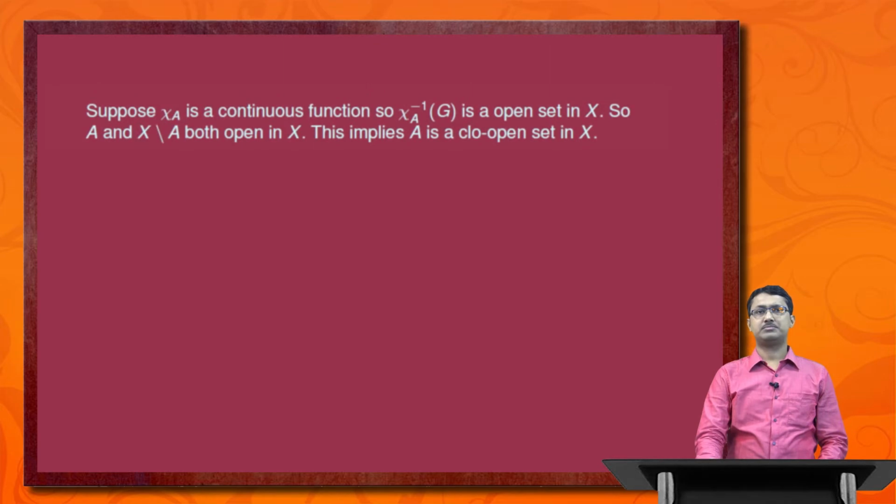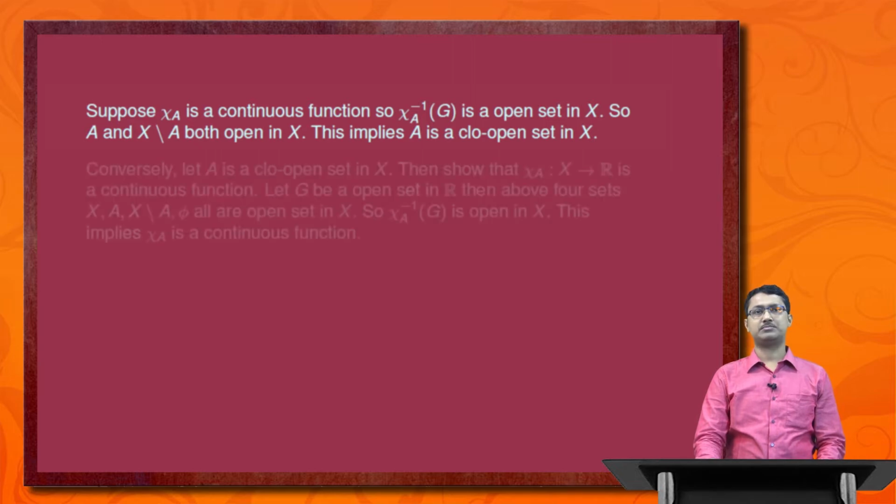Suppose chi A is a continuous function, so chi A inverse of G, that is the inverse image of G under the mapping chi A, the characteristic function, is an open set from the definition of a continuous function. So A and X minus A both are open sets in X. This implies A is a closed set, because X minus A is open, so its complement A is closed, that means A is open and closed in X.